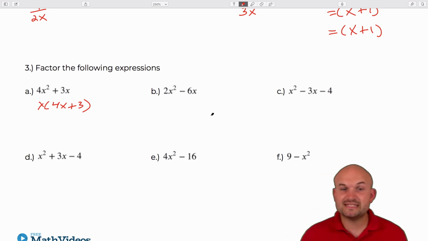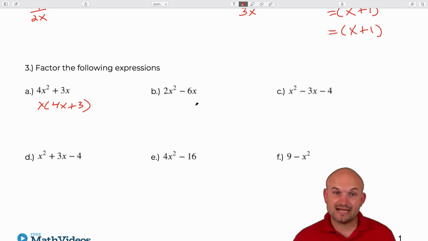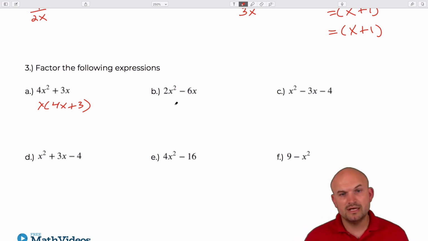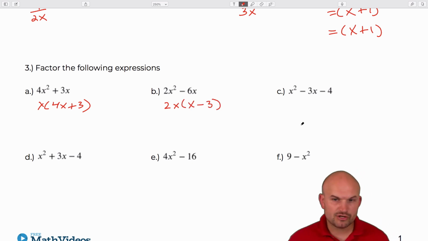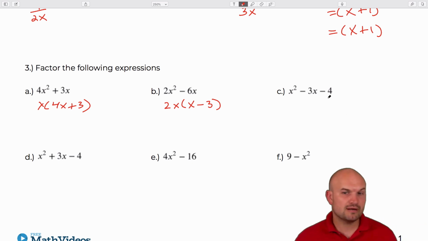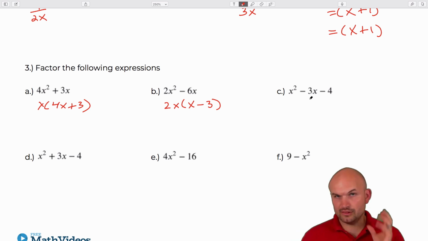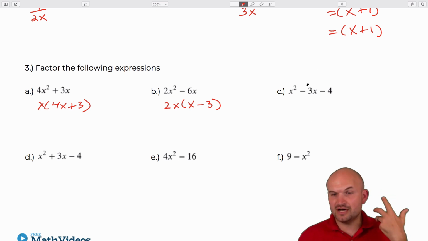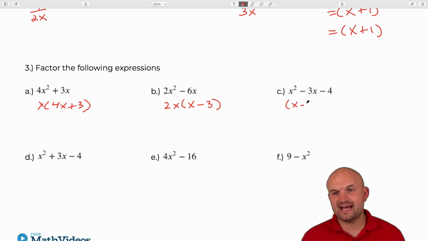All right, in this case, we see that they have a common term of an x as well as a common term of a 2. So I'm going to factor out a 2 and an x, and I'm left with an x minus 3. The next one here, again, we have a trinomial. We've worked on this before. So in this case, I'm looking for what two numbers multiply to give me a -4, but then add to give me a -3. Thinking through the factors of -4 that would add to give me -3, I'm coming up with x minus 4 times x plus 1.